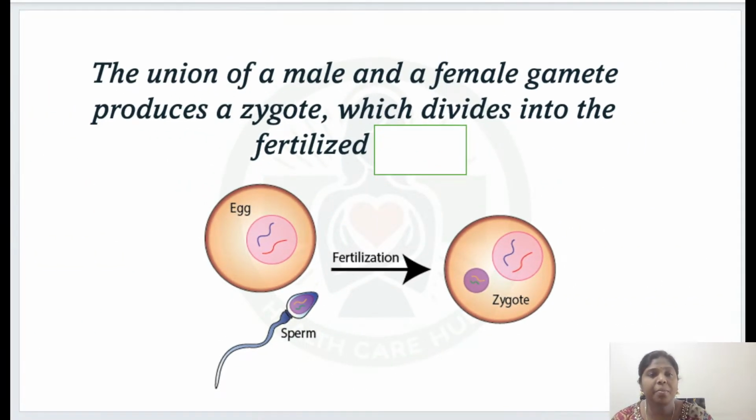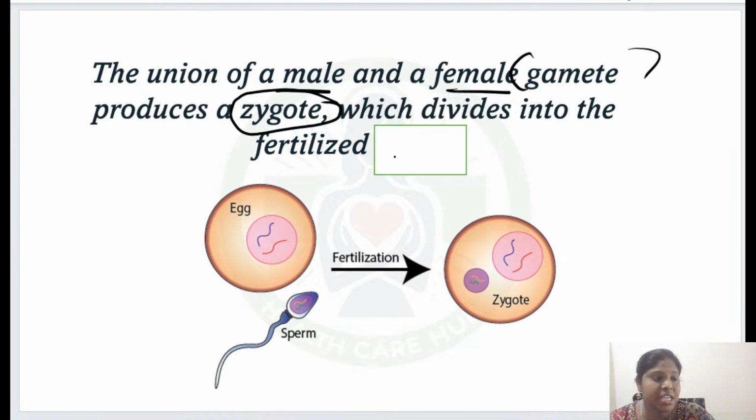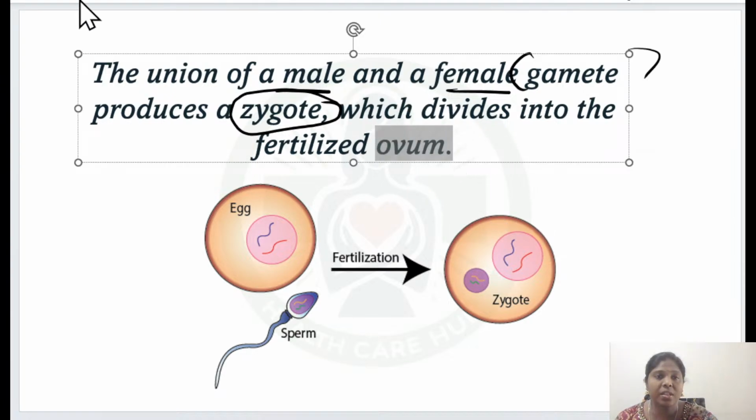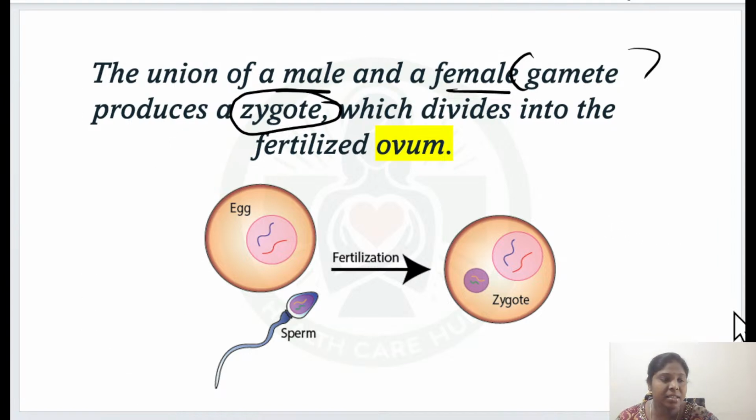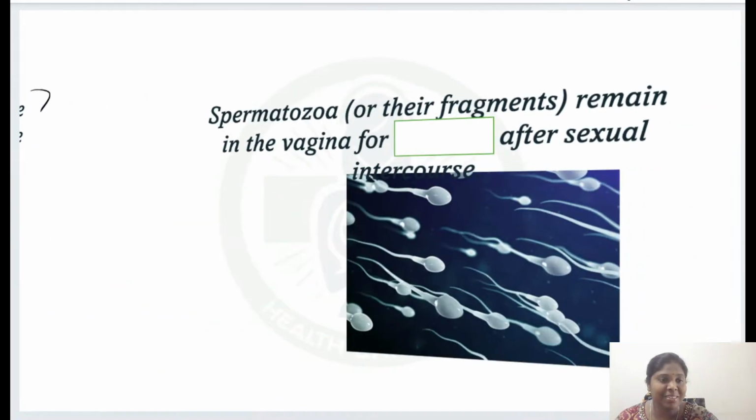The union of a male and a female gamete produces a zygote which divides into the fertilized dash. See, here they are telling about the union of the male and female gamete producing a zygote which divides into the fertilized. So, where is it happening? Yes, Divya, yes. So, it is happening in the fertilized ovum. Inside the ovum all this fertilization is taking place, not inside the sperm. Don't delete your answers. Why are you deleting them?